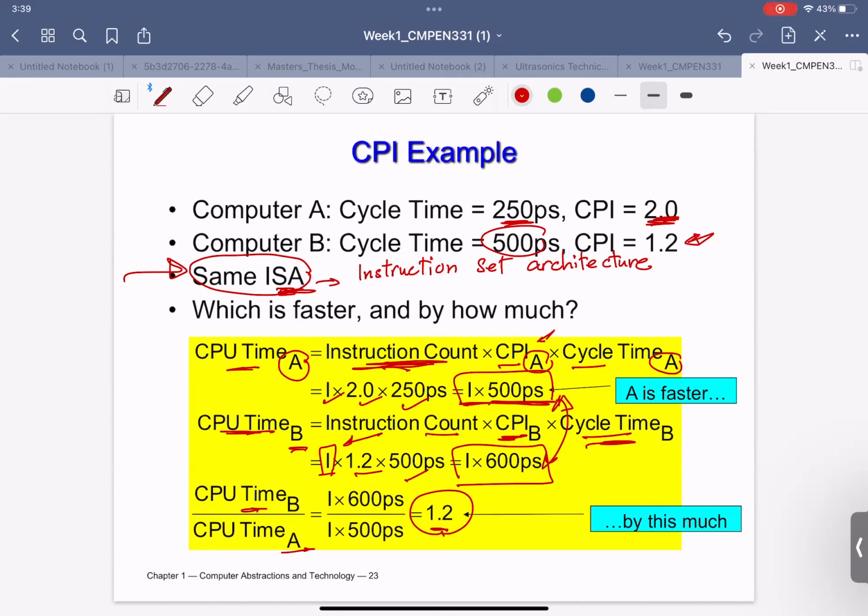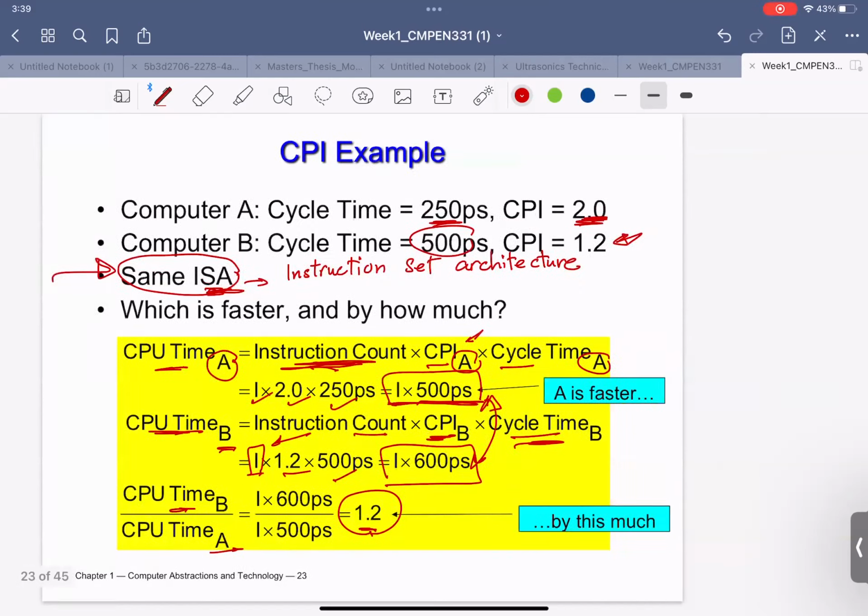CPU time of A, of course, is better, because the CPU time of B is taking more time than the CPU time of A by 1.2. So in this case, CPU time of A is less. So CPU A has a better performance in this particular case.